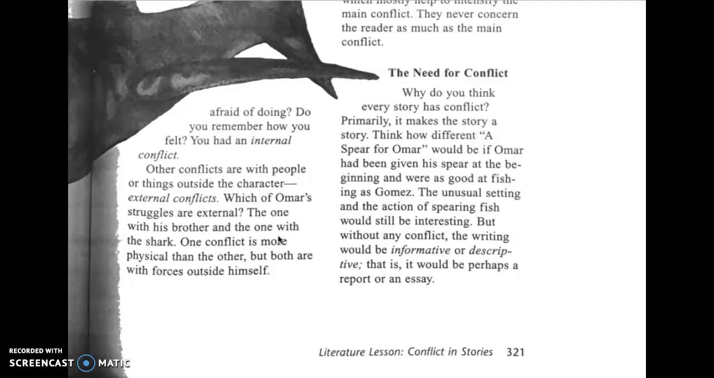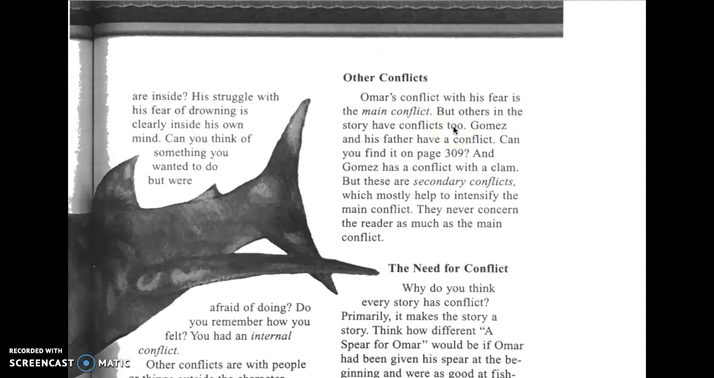So an internal conflict is a struggle that our character has within himself, like in his mind. And an external conflict is a struggle that our character has with people or things that are outside himself. Great! Let's go on.